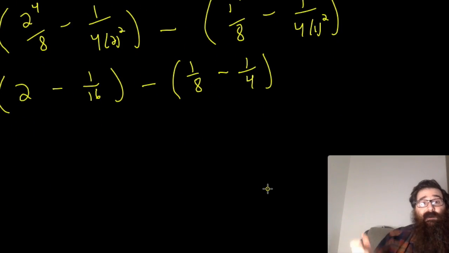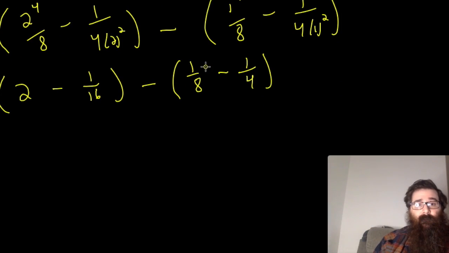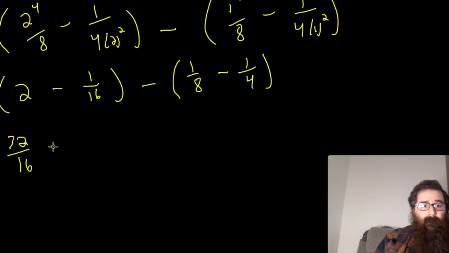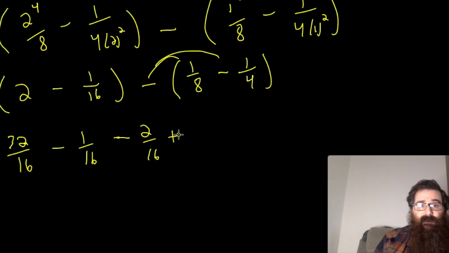Now from here, I'd want to bring the minus sign through, get rid of the parentheses. I should also get a common denominator. So here 2, if I multiply this by 16 over 16, that's 32 over 16, minus 1 over 16, and then here minus, if I multiply this by 2 over 2, gives me 2 over 16, minus a negative is plus. If I multiply this by 4 over 4, gives me 4 over 16.